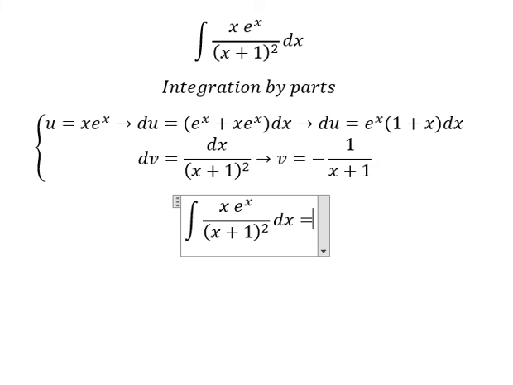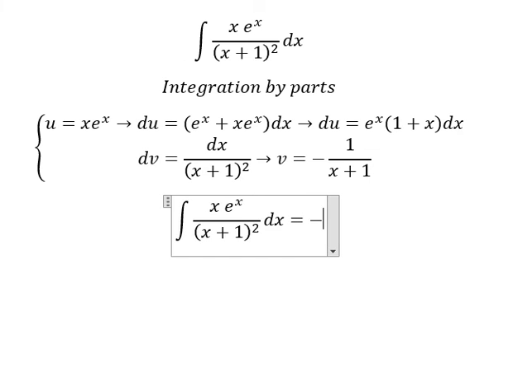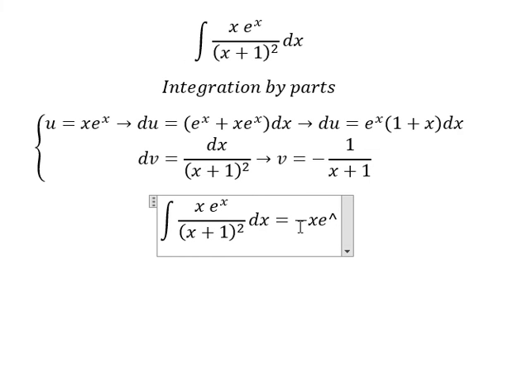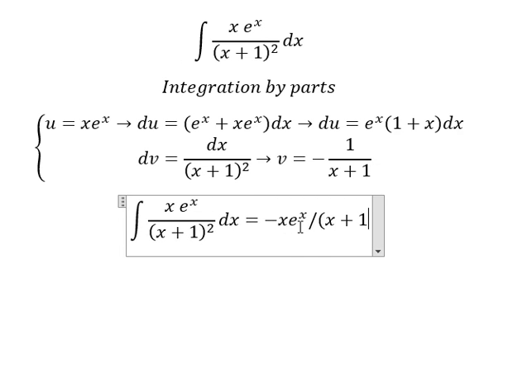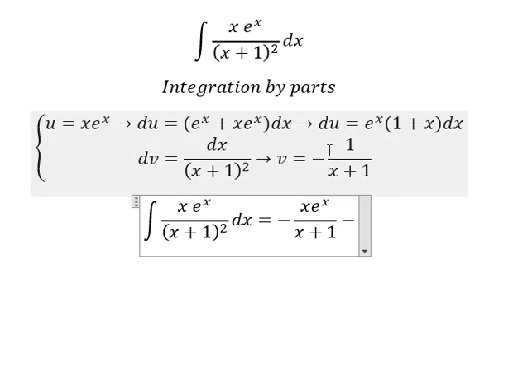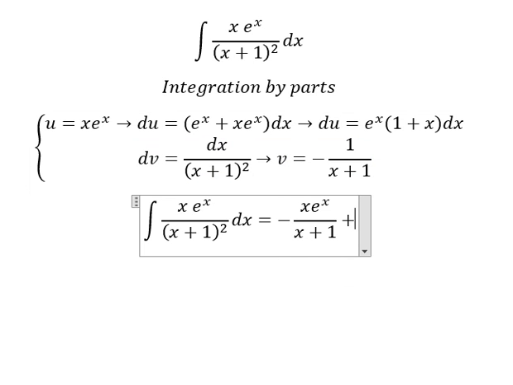So we have u multiplied by v. So we have negative s e to the power of s over s plus 1 minus, we have negative and negative, you got positive. So we have the u multiplied by v. So we have the integration.